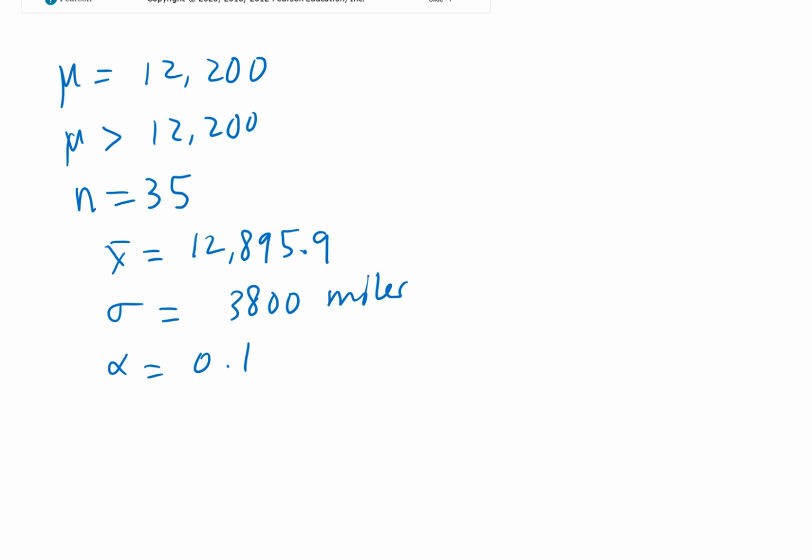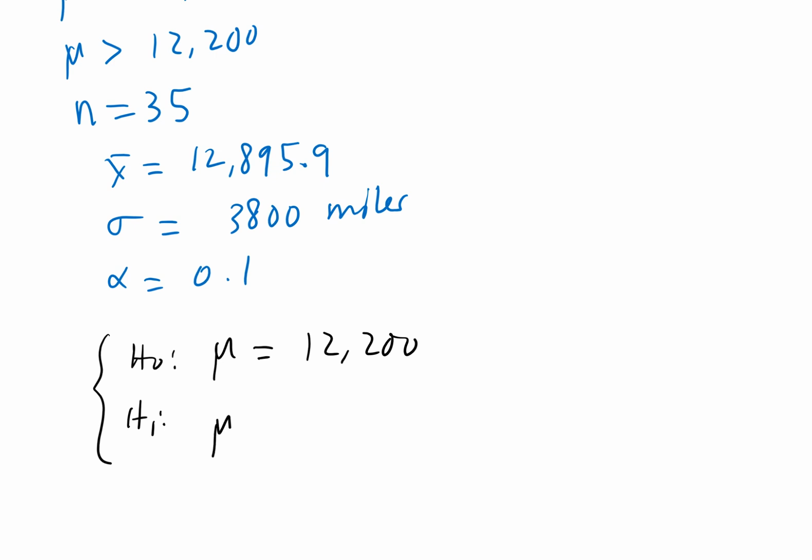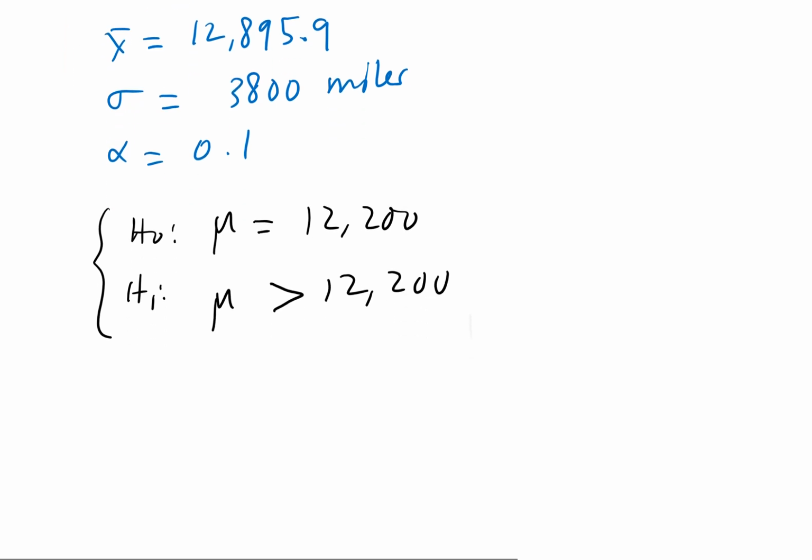Okay. So how do you do this? The first thing I always do is I set up the hypotheses. Notice I put H1 or HA the same. H0 is that the mean is given to us as 12,200, and the mean here is bigger than 12,200. That's what the researcher thinks.